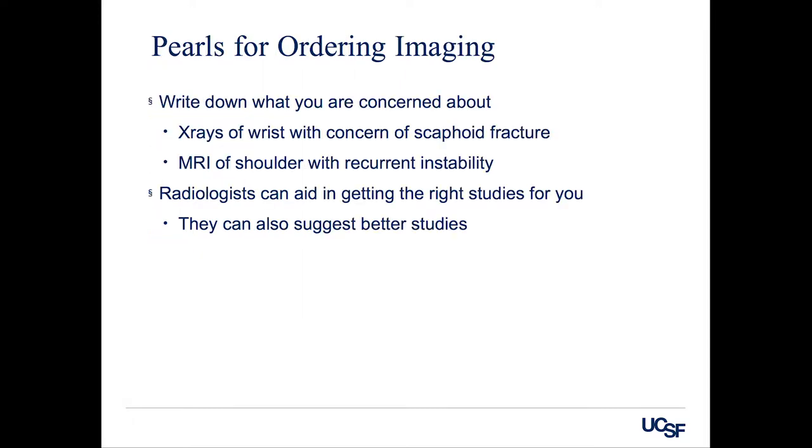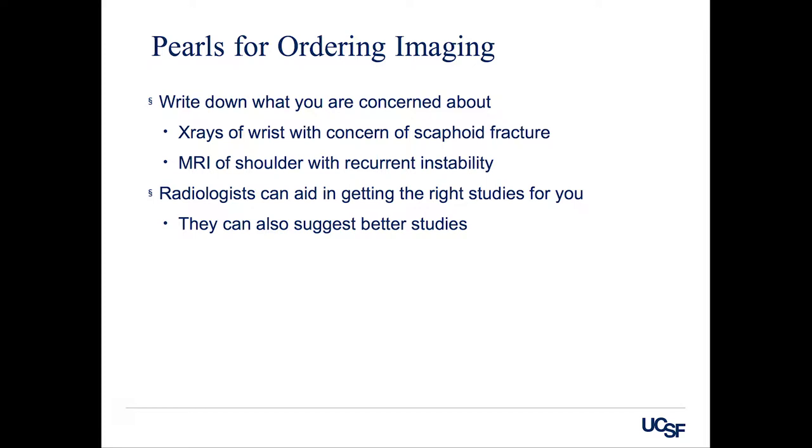Now, in general, when you're ordering an image, what you want to do is make sure in the spot where it says relevant history, you write down what you're concerned about for the radiologists. They are very good at looking at everything and they do it systematically, but if you can give them a clue to what you're worried about.